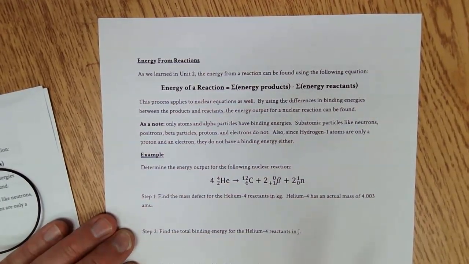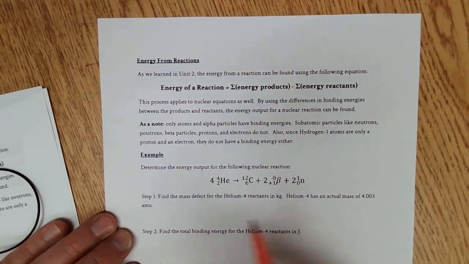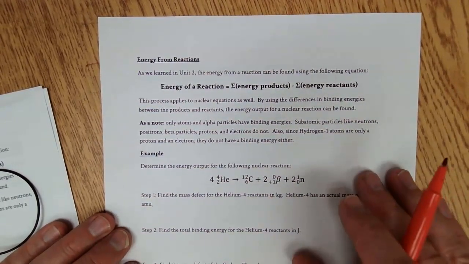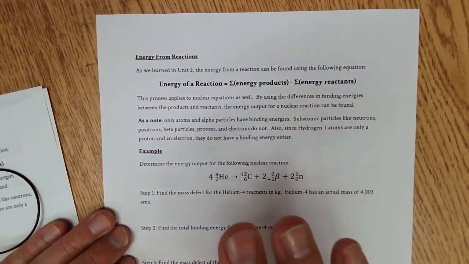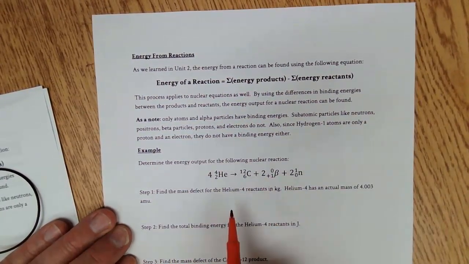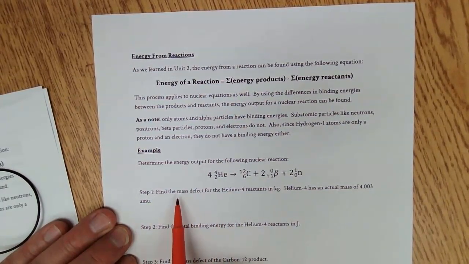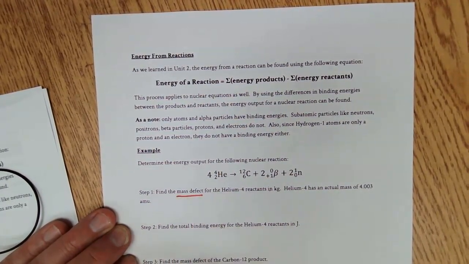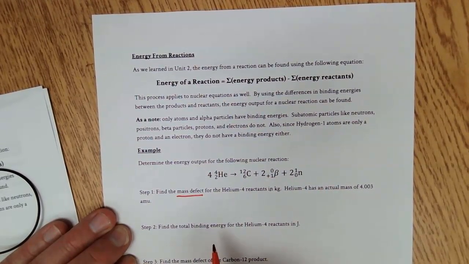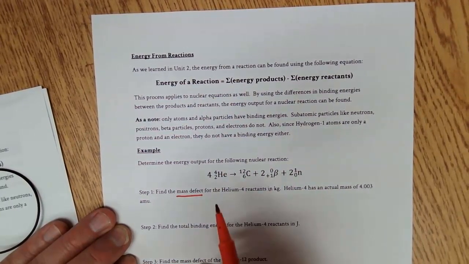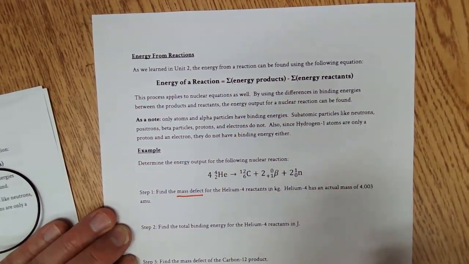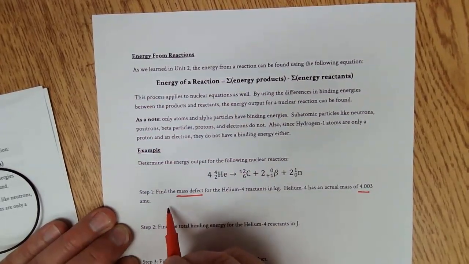Okay, so we're going to repeat the same process that we did in the last couple class periods, and we're going to do it for each side of the equation. So we're going to start with helium, and first we're going to find the mass defect of helium. If you remember the equation from the previous page, the first thing we start with is the mass of the nucleus of the atom, which is, in this case, 4.003 AMU.